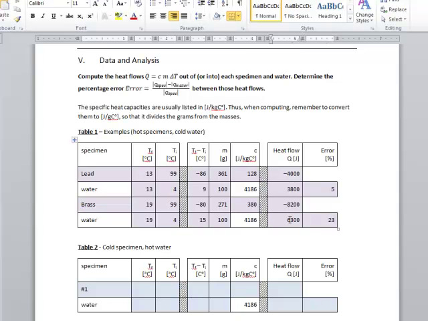And that's how you analyze the data. And then a reminder, in your conclusion, you have to compare the heat flows, what kind of error you have, and you have to try to explain why we possibly get relatively large errors at times for the heat flows, and you would have to look at the way the experiment is conducted. I gave you a couple of hints in a post-lab question, and that's how you're going to write your conclusion.